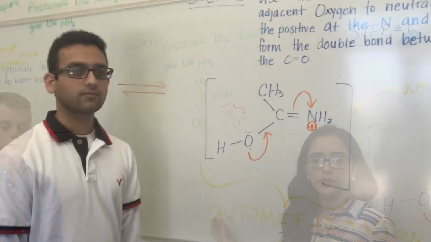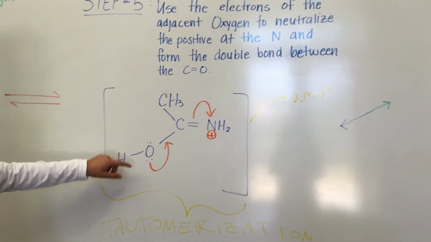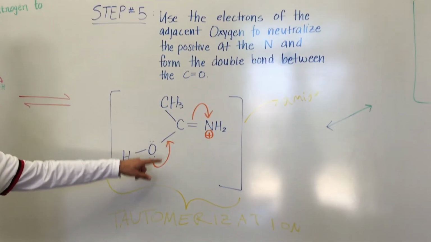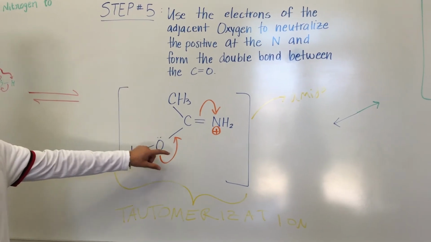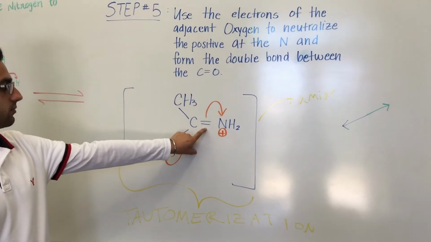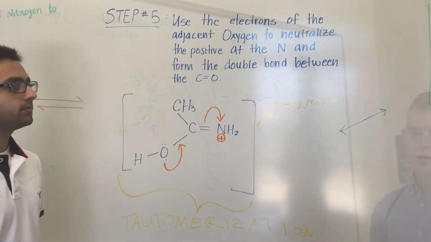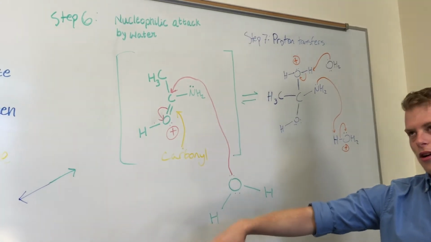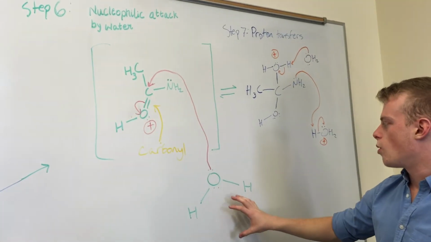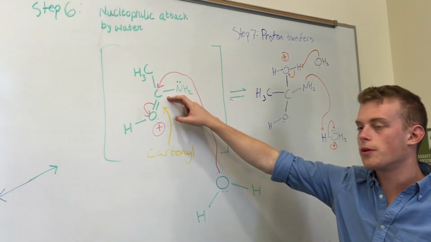So this is a tautomerization of amide, and oxygen will donate its lone pair to the carbon to make a double bond, and this bonding pair will go on to the nitrogen to make it neutral. So now we have an amide tautomer that we tautomerized in the last step. So we can have water attack this electrophilic carbon of the carbonyl.